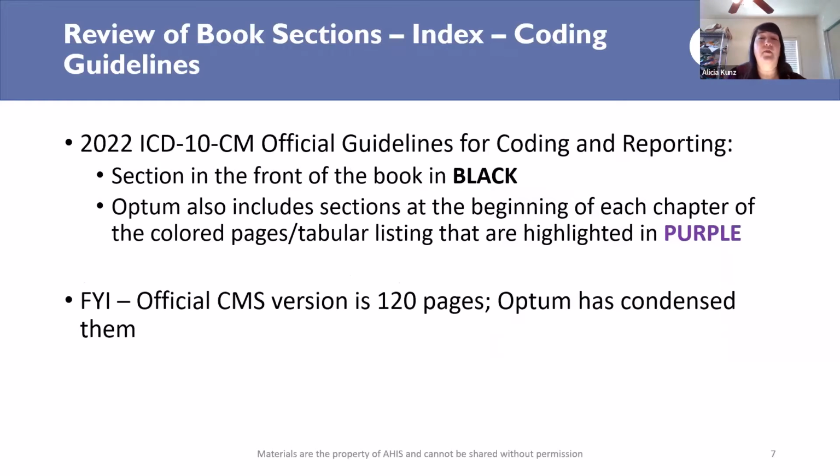So we're just going to briefly go over the sections of the book. The very front of your book, you're going to see the official guidelines for coding and reporting. And usually the side of the page that runs along the spine, you'll see is black. And they also have sections at the beginning of each chapter, which is broken down by body systems that are highlighted in purple.